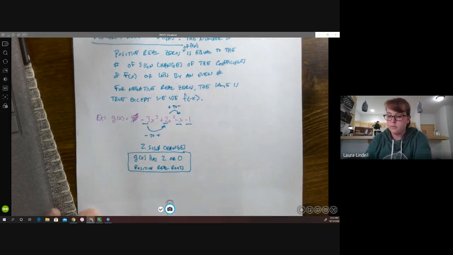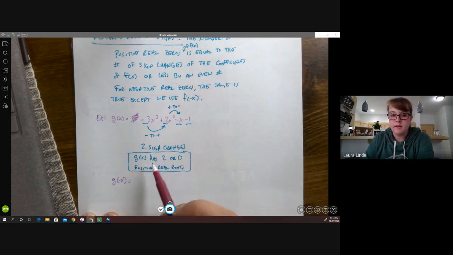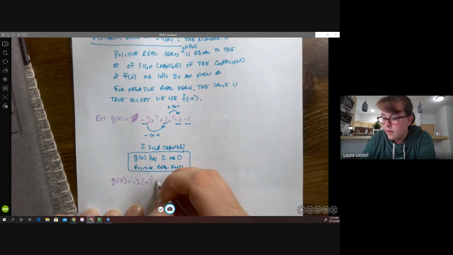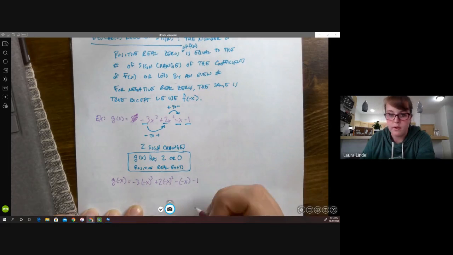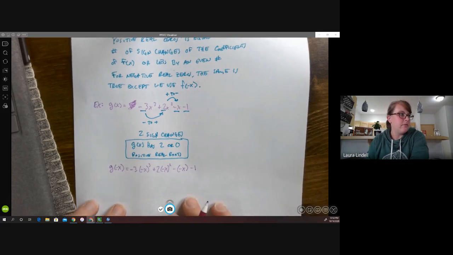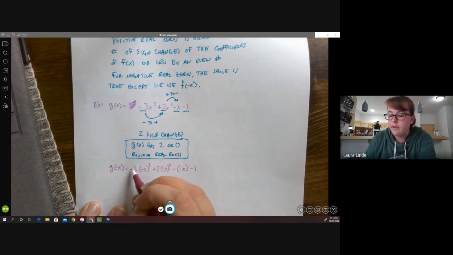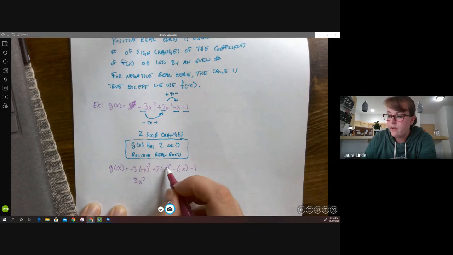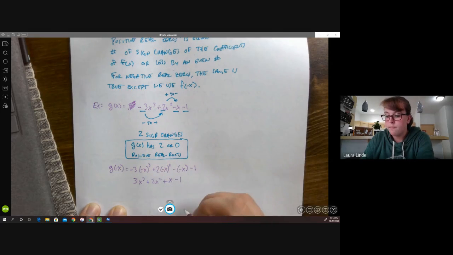Then to do negative real roots, we would have to find g of negative x. So that means I need to plug negative x into this function for x. So we'd have -3 times -x to the third plus 2 times -x squared minus -x minus 1. And then I want to simplify this. -x to the third is going to be a negative number. A negative times a negative is a positive, so this becomes 3x to the third. A negative number squared is a positive number, so this is the same as 2x squared. Minus -x is like adding a positive, and then minus 1.